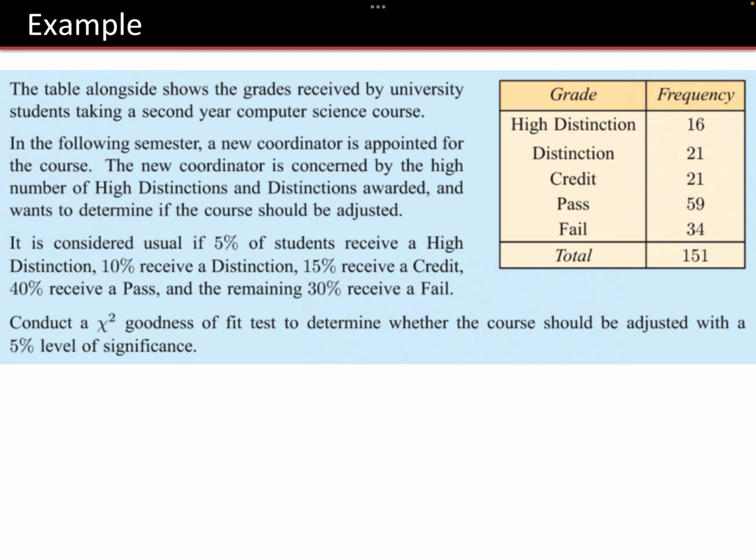Now, it is considered usual if 5% receive a high distinction, 10% receive a distinction, 15% receive a credit, 40% receive a pass, and the remaining 30% receive a fail. So it says, use a goodness of fit test to determine whether the course should be adjusted with a 5% level of significance. Now, what we have here is the observed frequency, and this would be the expected frequency.